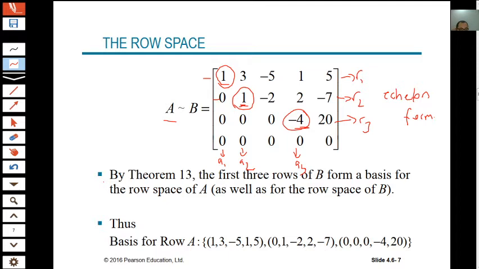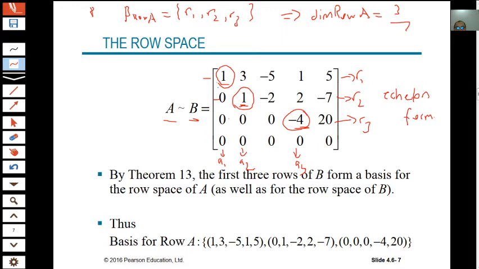Therefore, a basis for the row space of A contains the vectors which are the first row, second row, and third row of the echelon form, not the matrix A itself. Okay, so R1, R2, and R3, and from here we can understand the dimension of the row space is equal to 3.